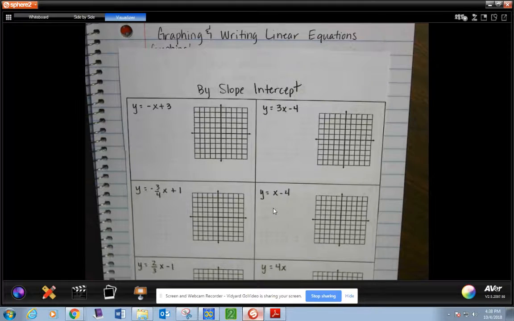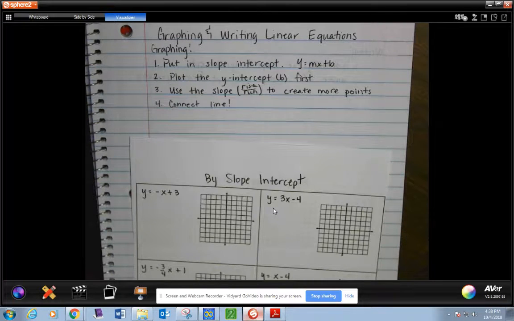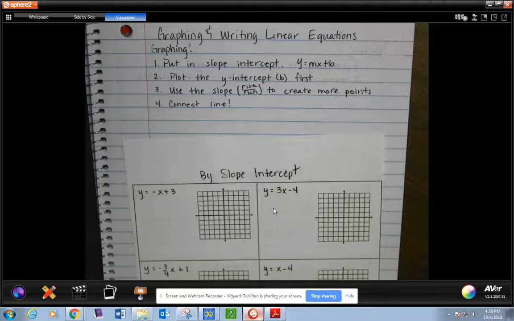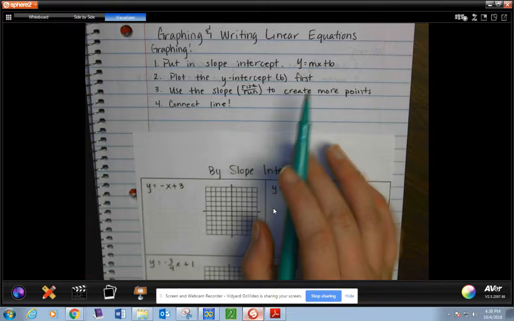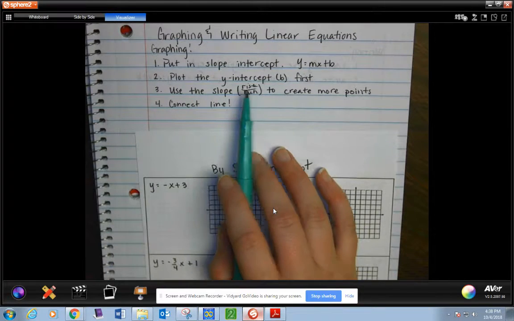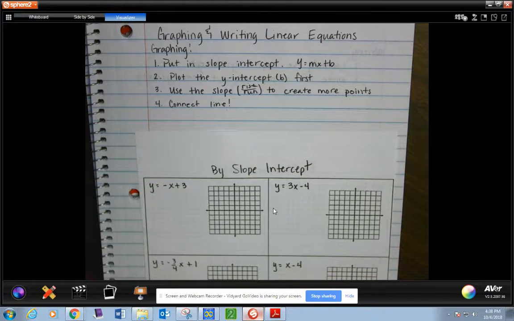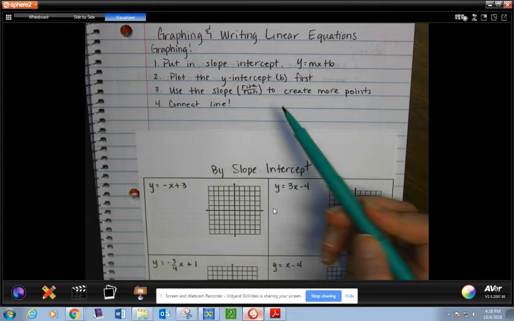Okay, so if you've written your few steps, the first thing that you need to know is that you must put this in slope intercept form. That means it must be in y equals mx plus b. Once it's in y equals mx plus b, you're going to plot the y-intercept first. And since it's the y-intercept, you always put it on the y-axis. And then you're going to use the slope, which we call rise over run, to create more points to connect the line.